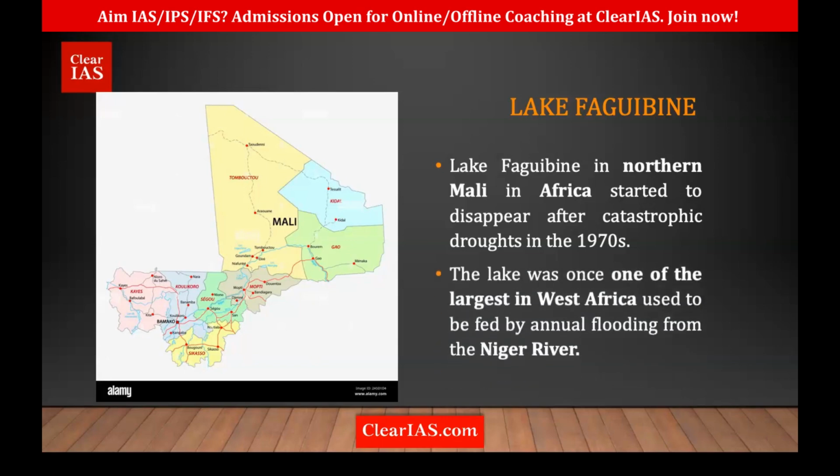This is also one of the largest lakes in West Africa, and it used to be fed by who? The Niger River. Remember, the Niger River is on this side, the Nigeria side, on the West African side. So this lake was fed by the Niger River. Remember, Lake Fagubin got fatigued and died.